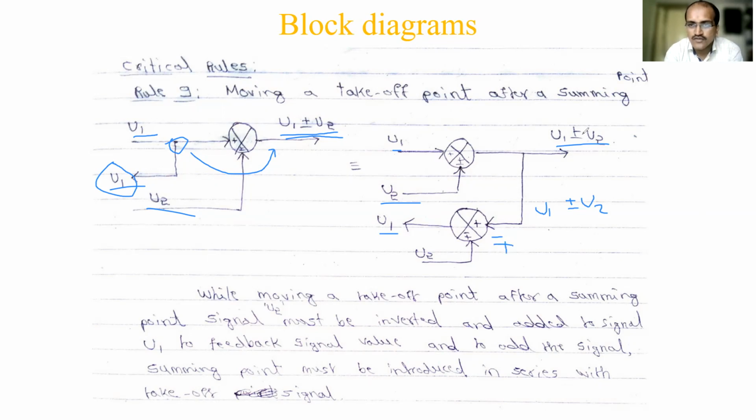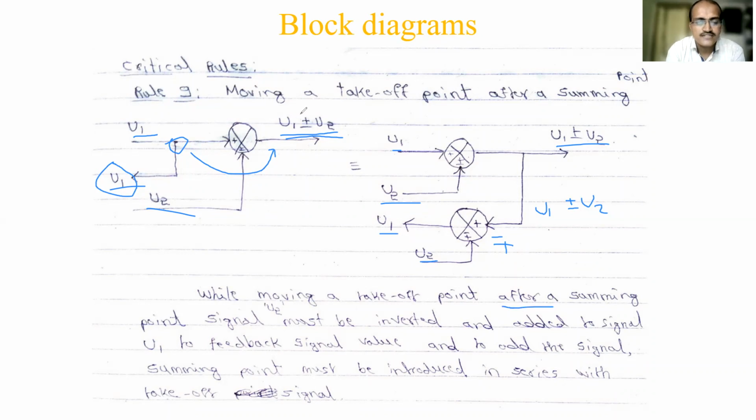The meaning here is, if u1 plus u2 is there, then you should make minus u2, and then you will get u1. If you have u1 minus u2, then you have to add plus u2. So plus u2 and minus u2 get cancelled and you get u1. Understood? This is a very simple rule, right? But still it is called critical, because while applying it in problems, it will give you lots of headache. That's why it is called critical. So the statement is: moving a takeoff point after a summing point.